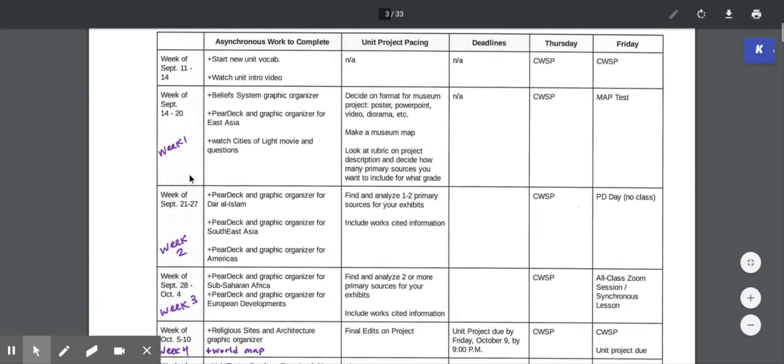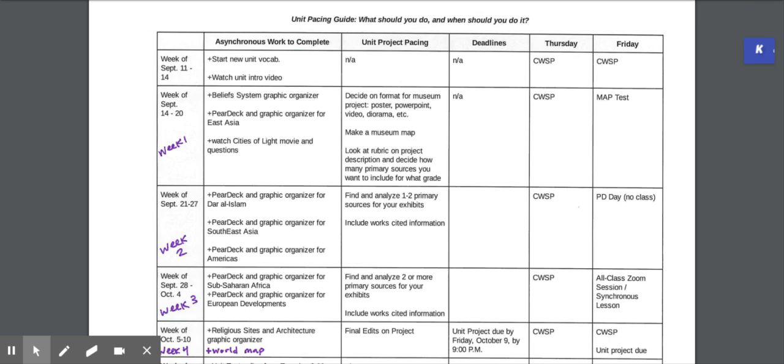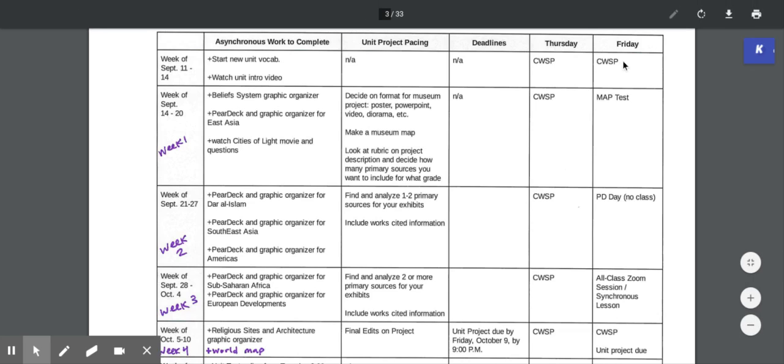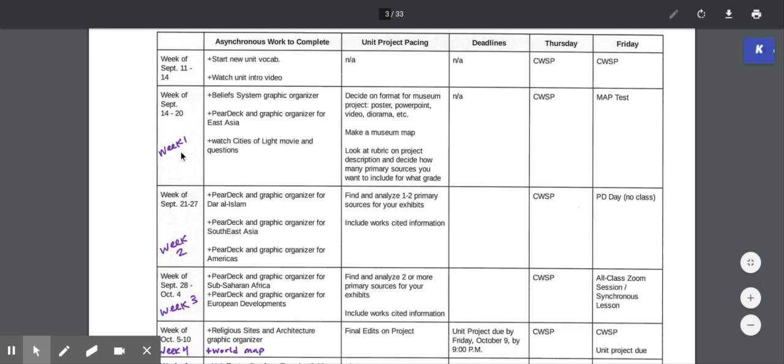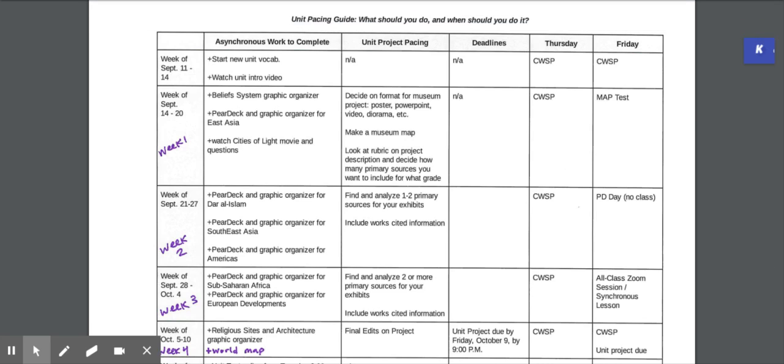Our pacing guide is as follows. The week of September 11th through the 14th, which is this Thursday through Friday and Saturday, Sunday, you guys will need to do the unit vocab and watching this video. For our week 1 of this unit, you will have 2 graphic organizers to complete, 1 documentary to watch with the questions, and for the unit project, you will need to decide on a format, make a museum map, and look at the rubric to figure out how much work you would like to do.